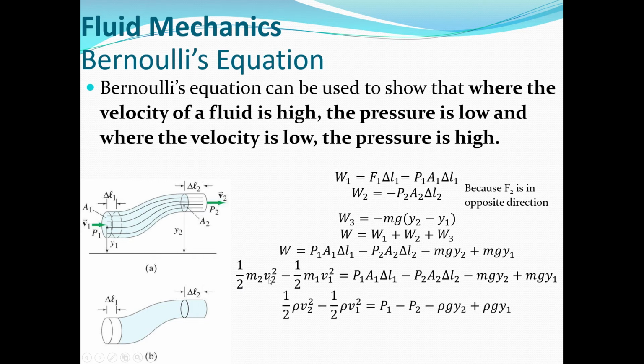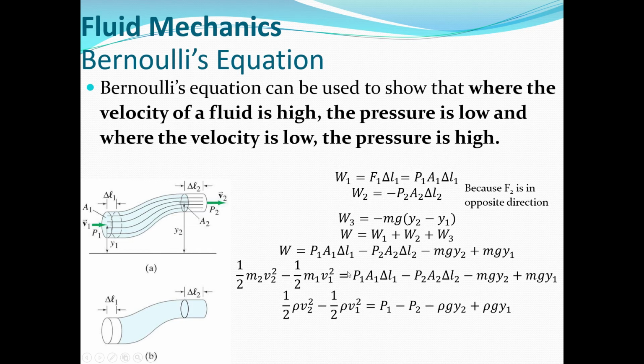So we're going to move some things around. For example, this area and length, we're going to replace with volume. So this is V1 and V2. And we're going to divide every term by volume, and then wherever we see mass over volume, we replace it with density. So that's what this is simplifying to.